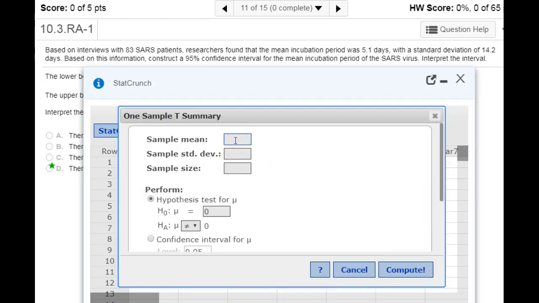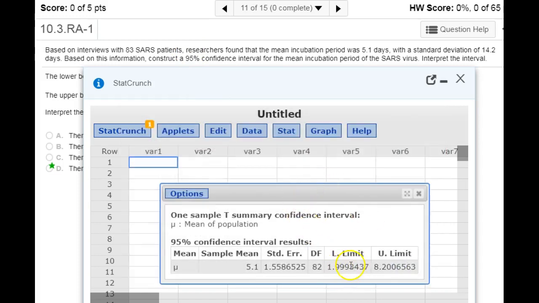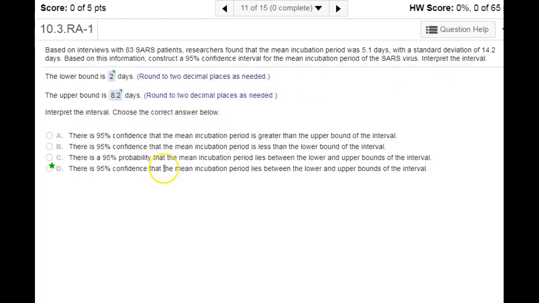So our sample mean we enter, and then our sample standard deviation we enter, and our sample size, and we're creating a confidence interval, 95% confidence. We hit compute, and it gives us our lower and upper limit. Be sure to round to the correct number of spaces mentioned in the problem. And so just how we interpret that interval, it's a 95% confidence interval, so there is 95% confidence that the mean incubation period lies between the lower and upper bounds of the interval.